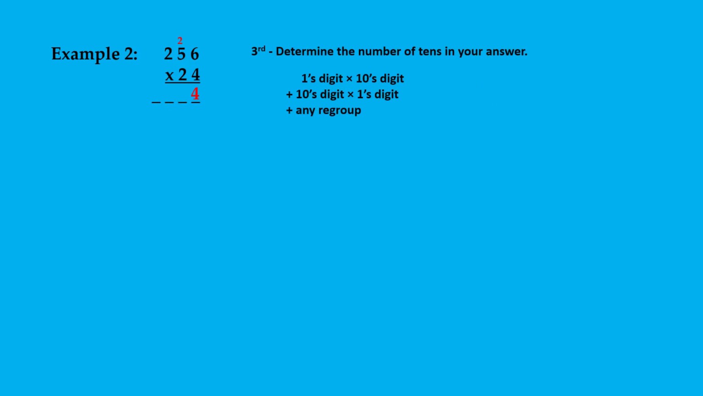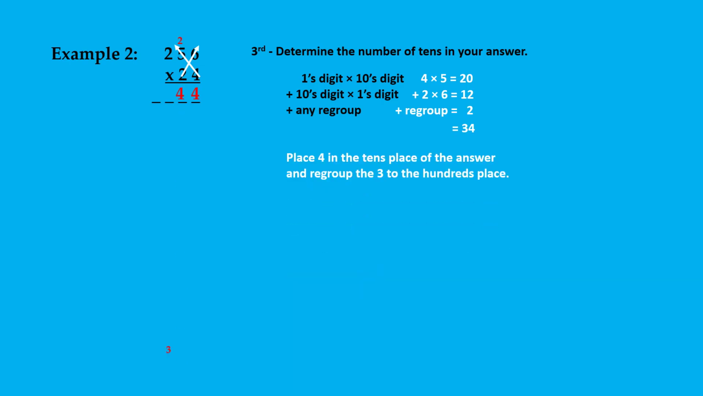Third, determine the number of tens in your answer. This will be ones times tens, tens times ones, plus any regroup. So ones times tens, 4 times 5 is 20. 2 times 6 is 12. Regroup of 2. Add this up, we end up with 34. So now we write a 4 in the answer, regroup a 3 to the hundreds.